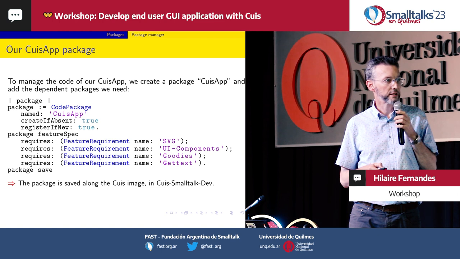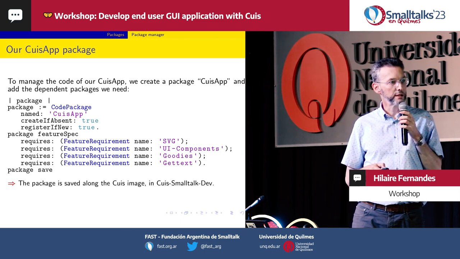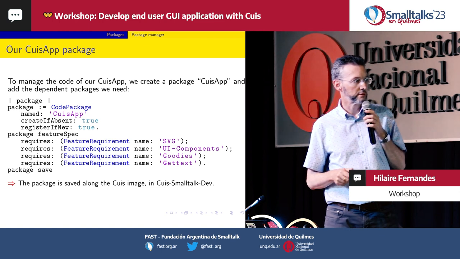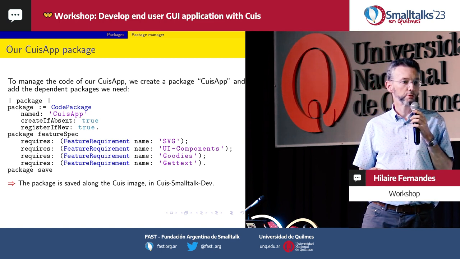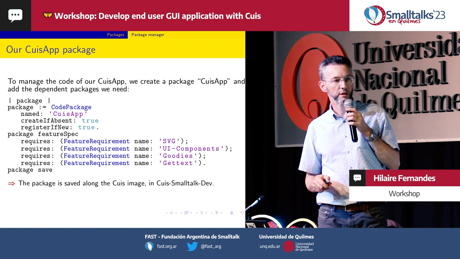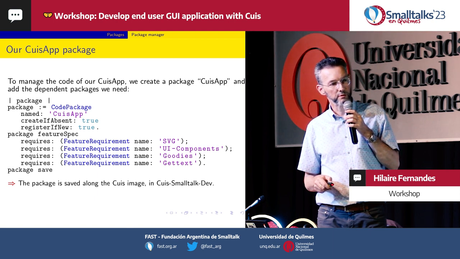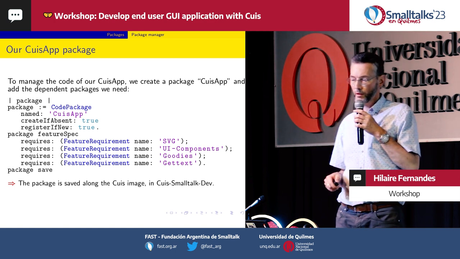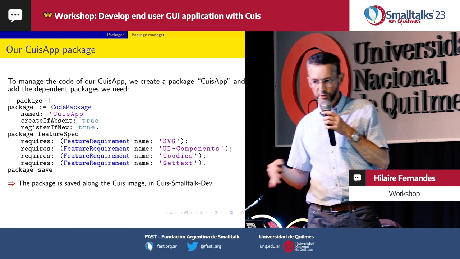So for the package, the best class is CodePackage. You give the name. The name is very important because it means that the classes in this category will become part of this package. Then you can add feature specs to this package. Feature specs are requirements, which means packages you want your application to depend on. So there is SVG, UI Goodies, which is for additional functionality, and Gettext, which is to localize. These two packages are part of the base Cuis repository, so we don't need to install them. When we clone the Cuis Smalltalk repository, we get these.